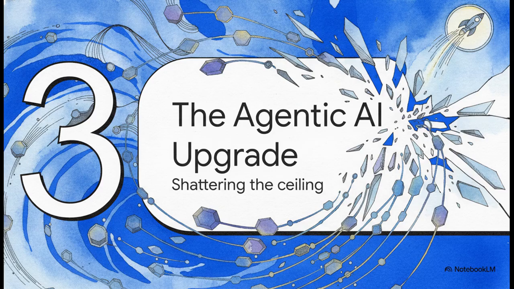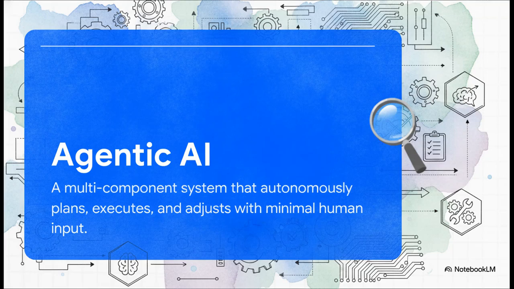Section 3. The Agentic AI upgrade. This is where we shatter that single loop ceiling. So an agentic AI isn't just a single bot waiting for a prompt. It's an entire system of components. It autonomously plans, executes multi-step tasks, evaluates its own progress, and crucially, adjusts its approach with minimal human intervention.